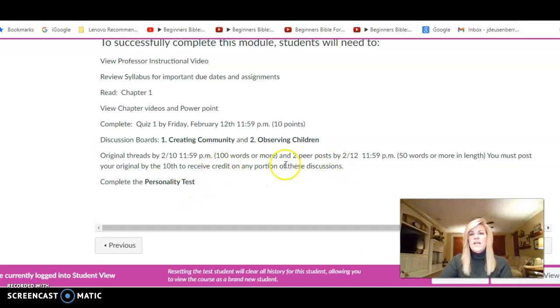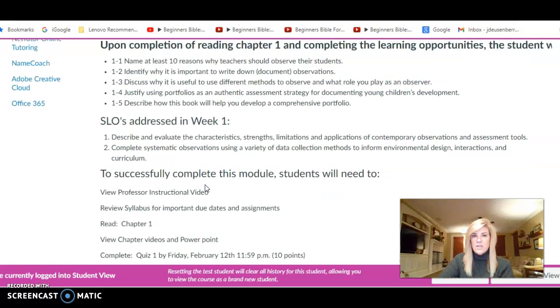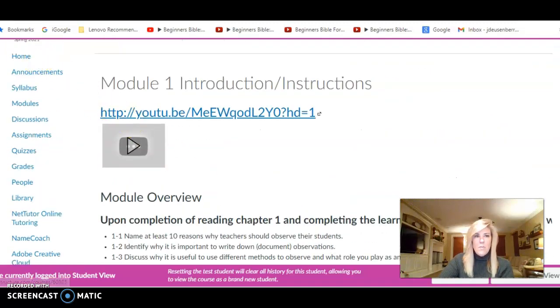Okay, to receive any credit whatsoever in the discussion boards, as this states right here, you must post your original thread by the Wednesday, the 10th, to receive any credit or any portion of credit on these discussions. And then there's also a personality quiz that I'm asking you to take. So I'm going to go back now, and we can go into our discussions.